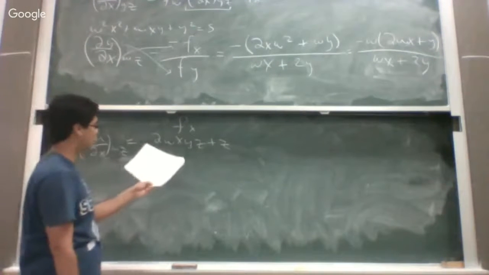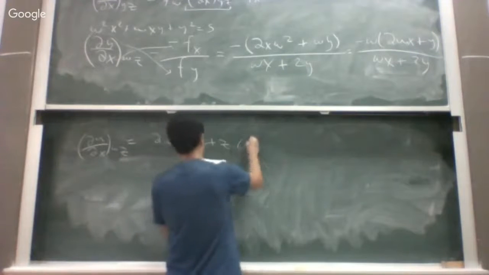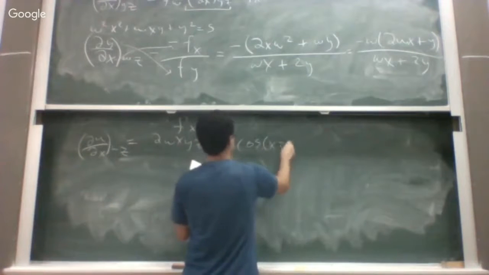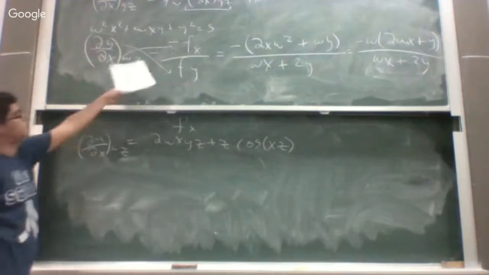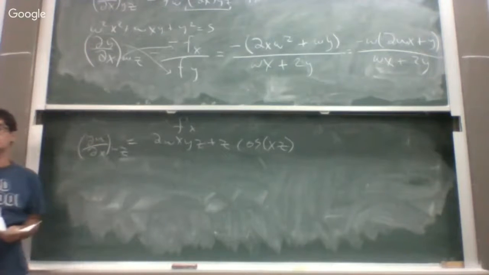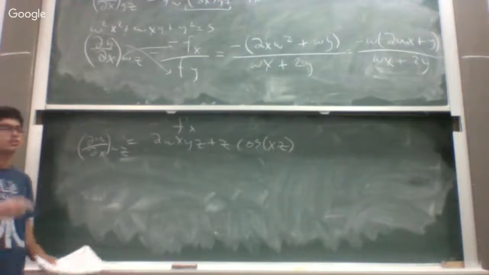So we get 2wxyz plus z cosine of xz. You guys see the difference? This f of x is different from this f of x because it's taking it of two different things.